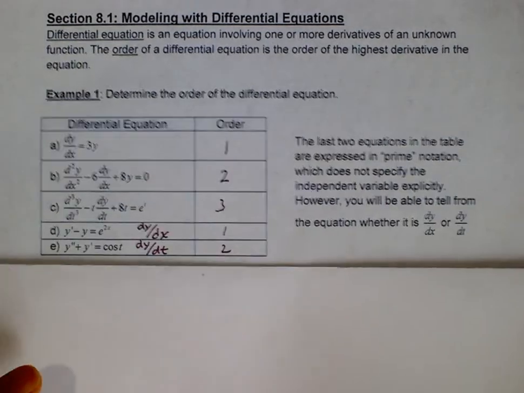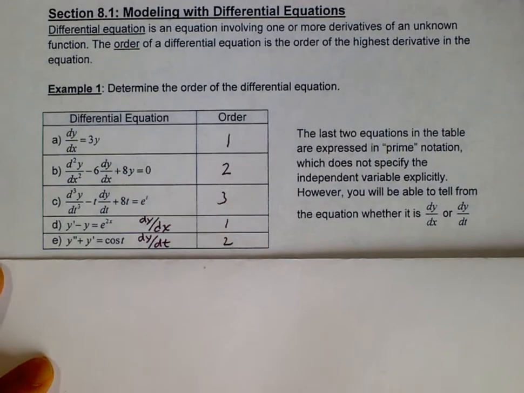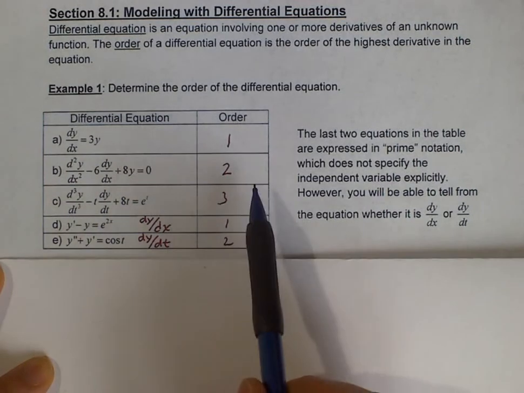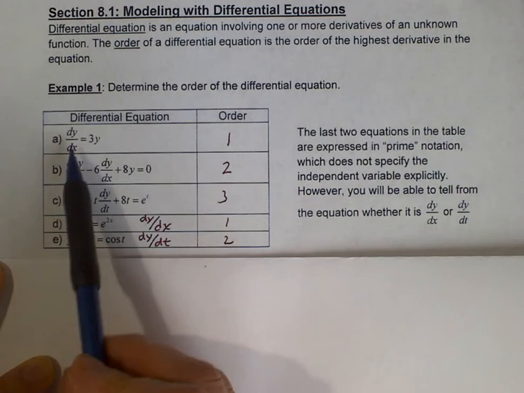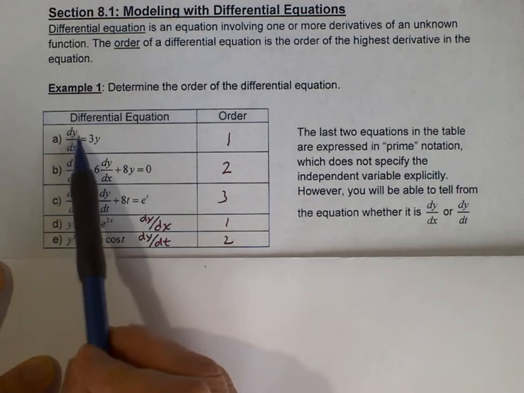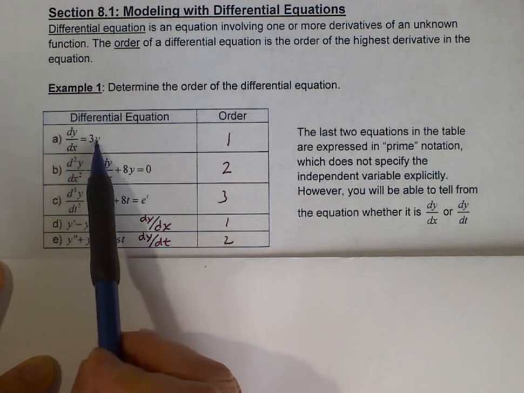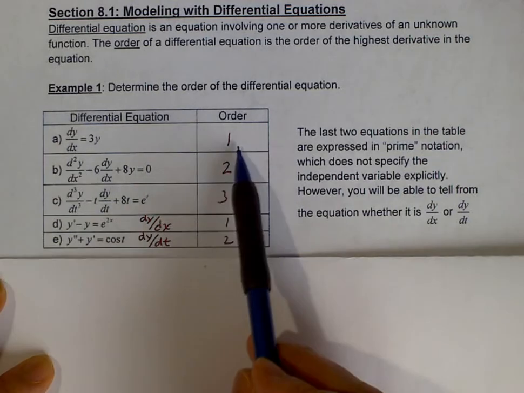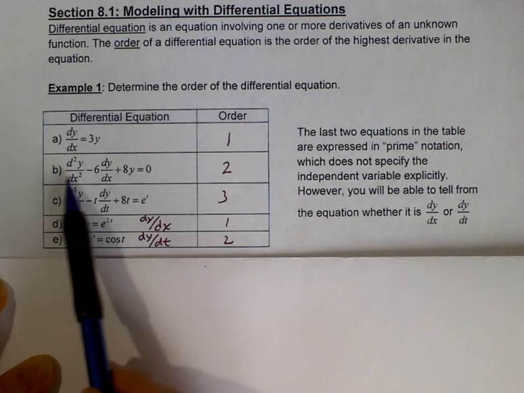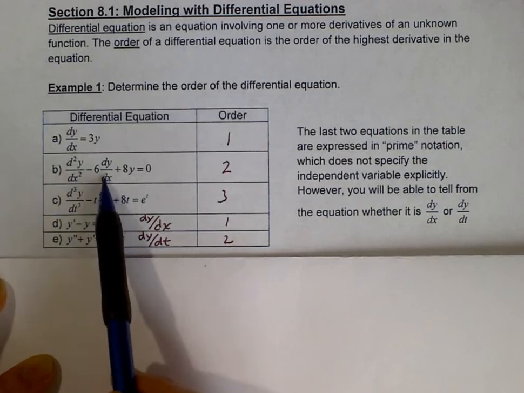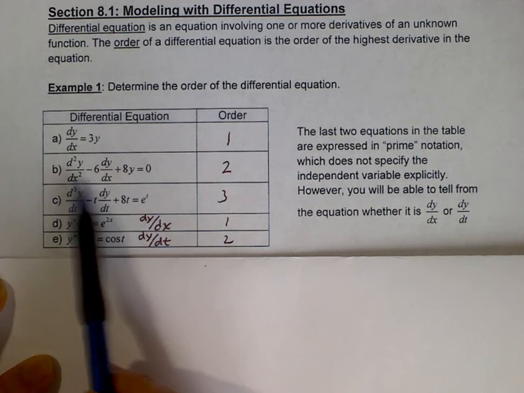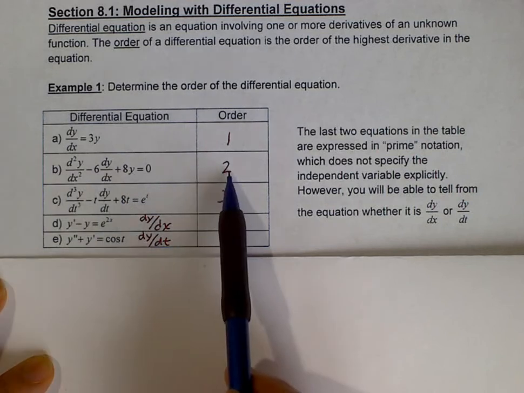The order of a differential equation is the order of the highest derivative in the equation. So in example 1, these are examples of differential equations of different order. If you look at this first one, dy/dx is equal to 3y, so here is a derivative, and since this is the first derivative, the order is 1. In this one, you have a second derivative combined with the first derivative and then the function, so the highest derivative is 2, so the order is 2.